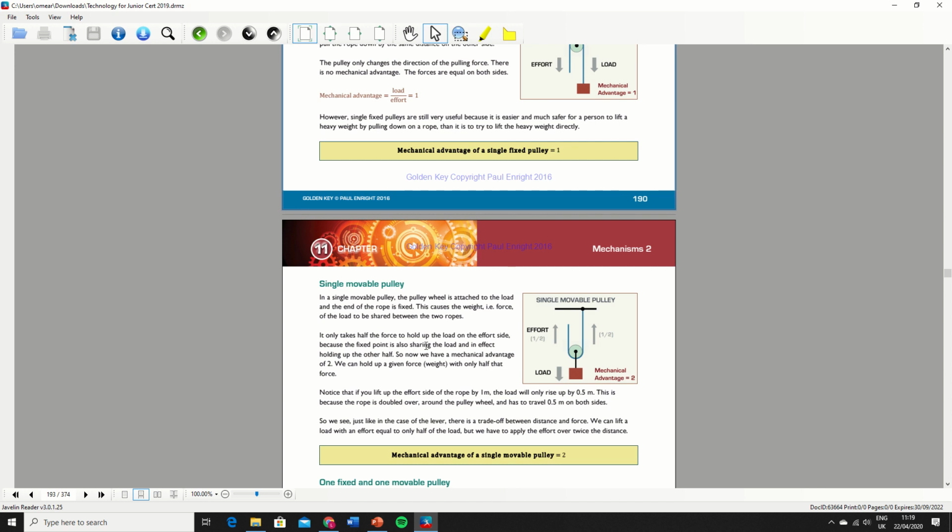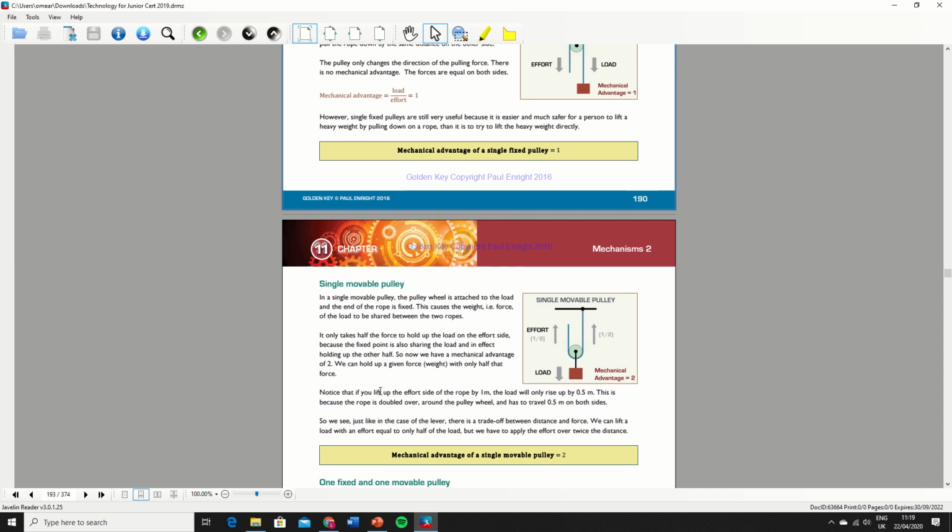Because the fixed point is also sharing the load, in effect holding up the other half. So now that we have a mechanical advantage of 2, we know that we only have to put in half the effort. That means we can hold up a given force with only half the effort, basically.